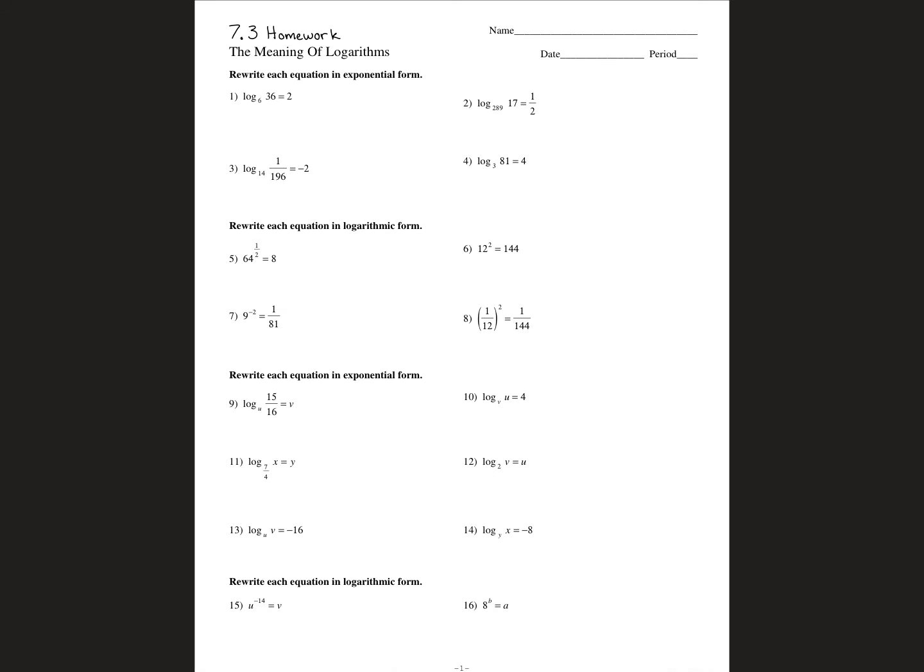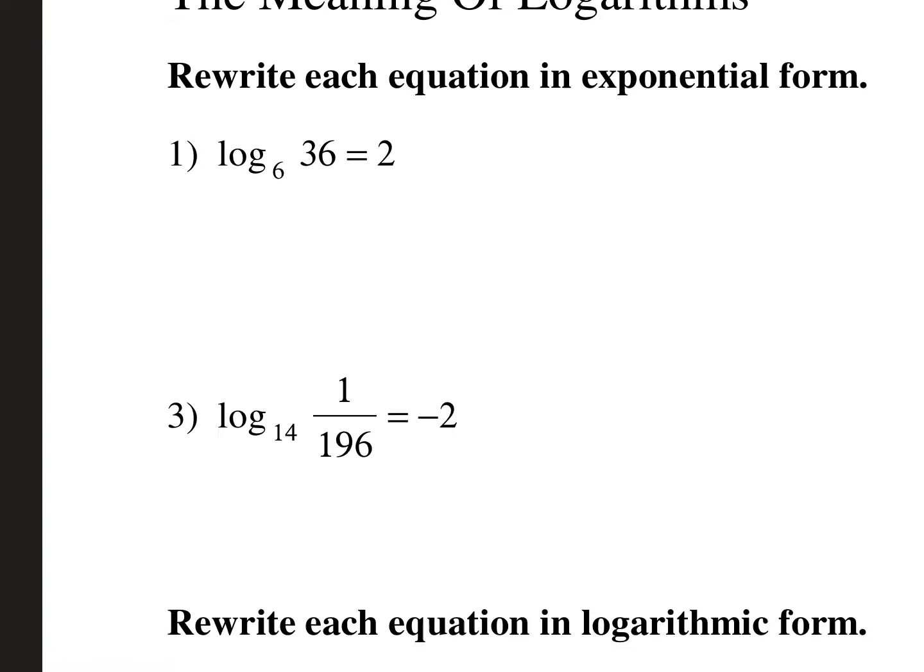So for the rewriting ones, we're going to do all of the odds. And then if you want to see one that I didn't do, I'll go back to that too. But let's take a look at number 1. So we're rewriting each equation in exponential form.